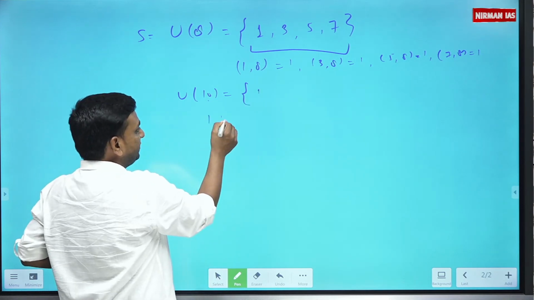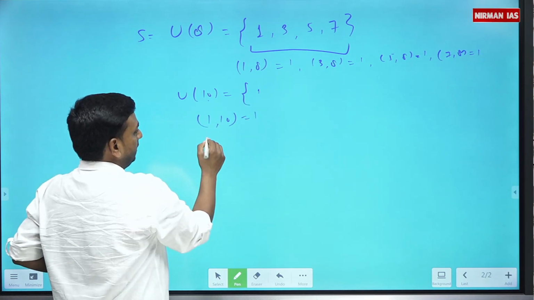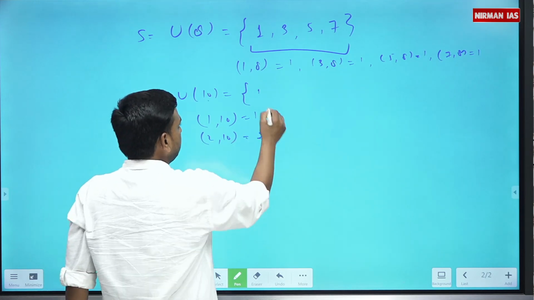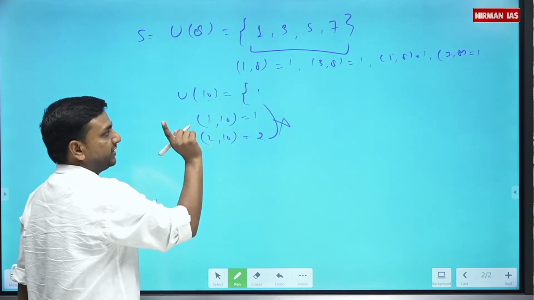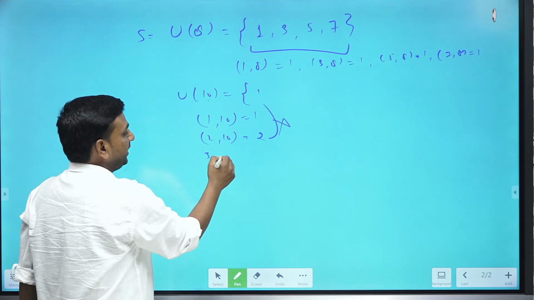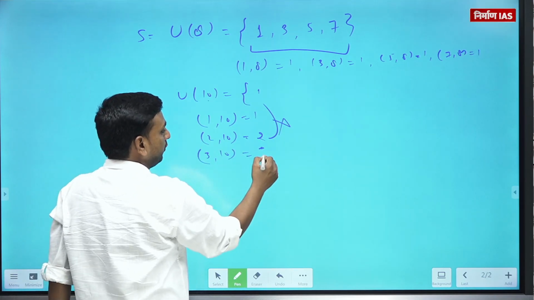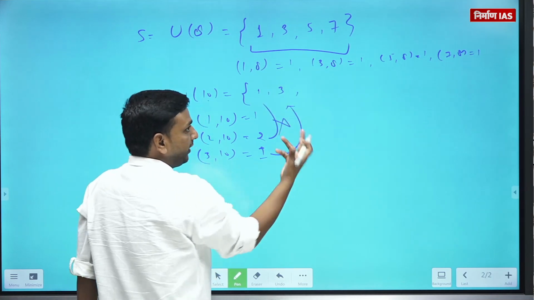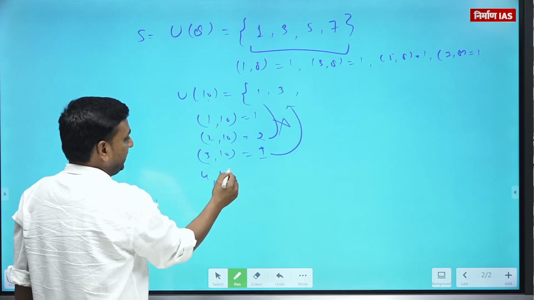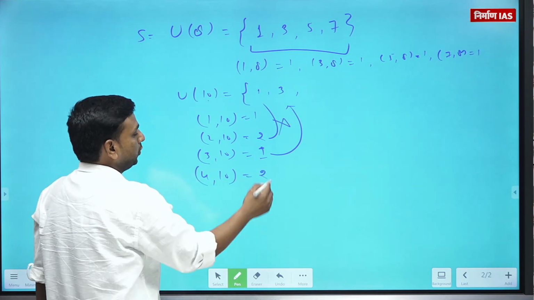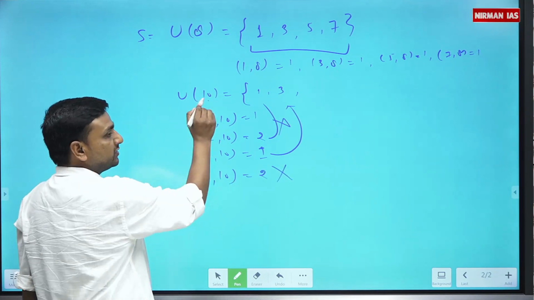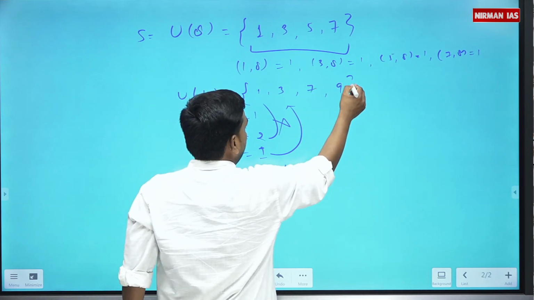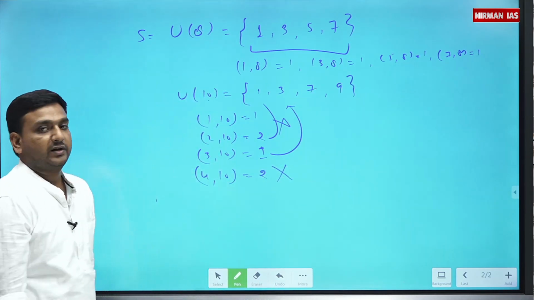So 1, the GCD with 1 is 1. 2, the GCD with 10 is 2. So this does not belong to this set U10. 3, the GCD with 10 is 1. So this will belong. Similarly 5, 4, 10. GCD is 2, so again this will not be in this set. So 1, 3, 7, 9. Getting?